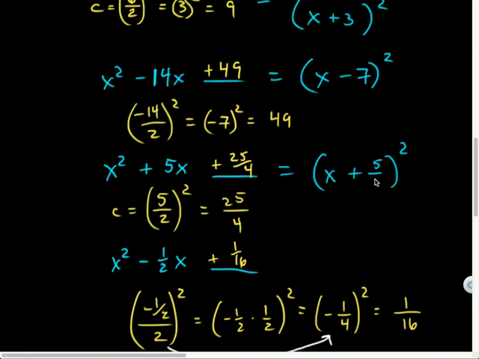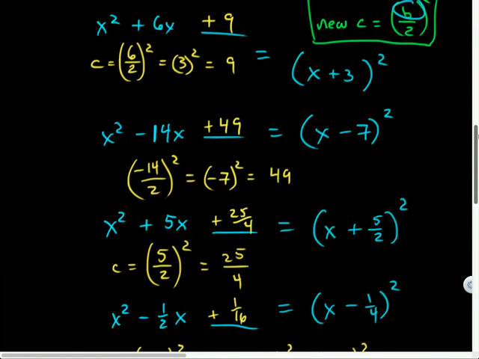Square root of 25 is 5, square root of 4 is 2. Okay. And how about thoughts on this one? x plus 1/4. Well, it's a 1/4, but because of this sign, it'll be minus. Negative 1/4, yeah. So minus a fourth. Yep. Now question, looking at these, how many ways can you tell me how to find that number?